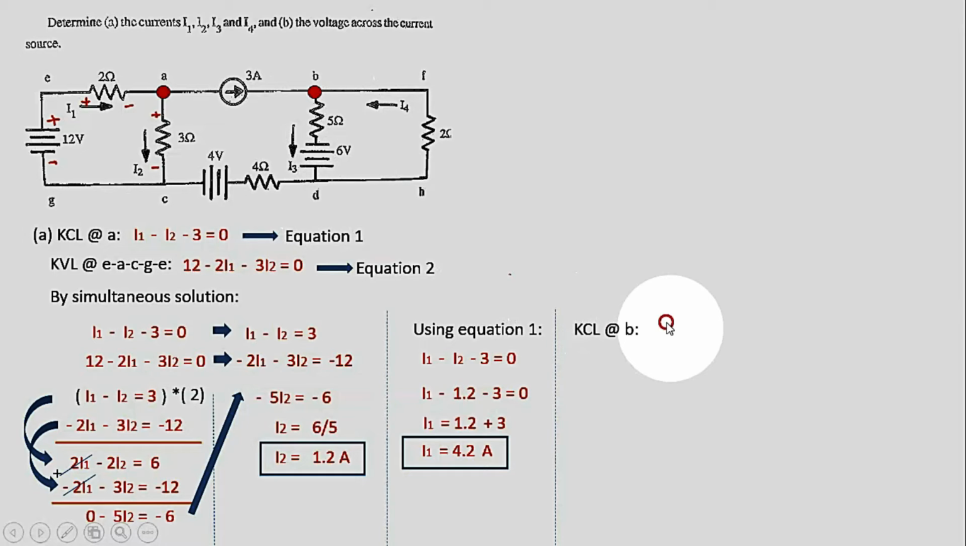So KCL at B is 3. This is going to that point, positive 3. I3 is going away, and I4 is going through that point, so that is positive. I4 equals 0. So that will be your equation.